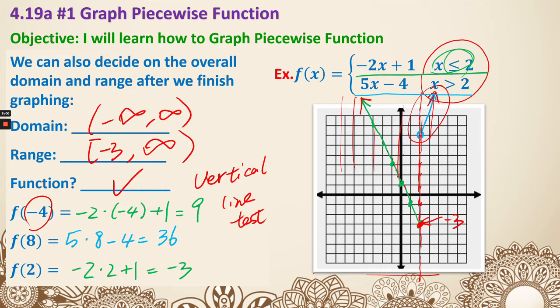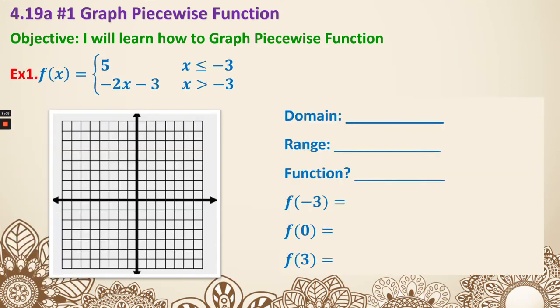Now let's look at the first practice example. f of x equals 5. This is basically saying y equals 5. Well, before I look at the function, let's actually look at the endpoint first. I forgot about that. They're both at negative 3, so I'm going to draw a line on x equals negative 3, which is the vertical line right here.